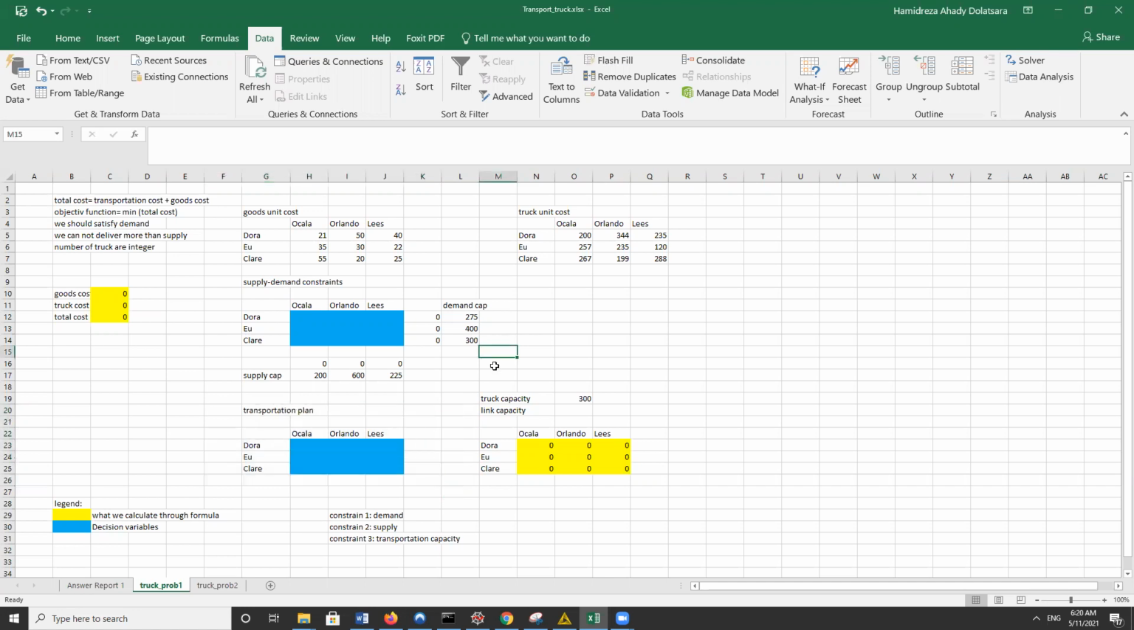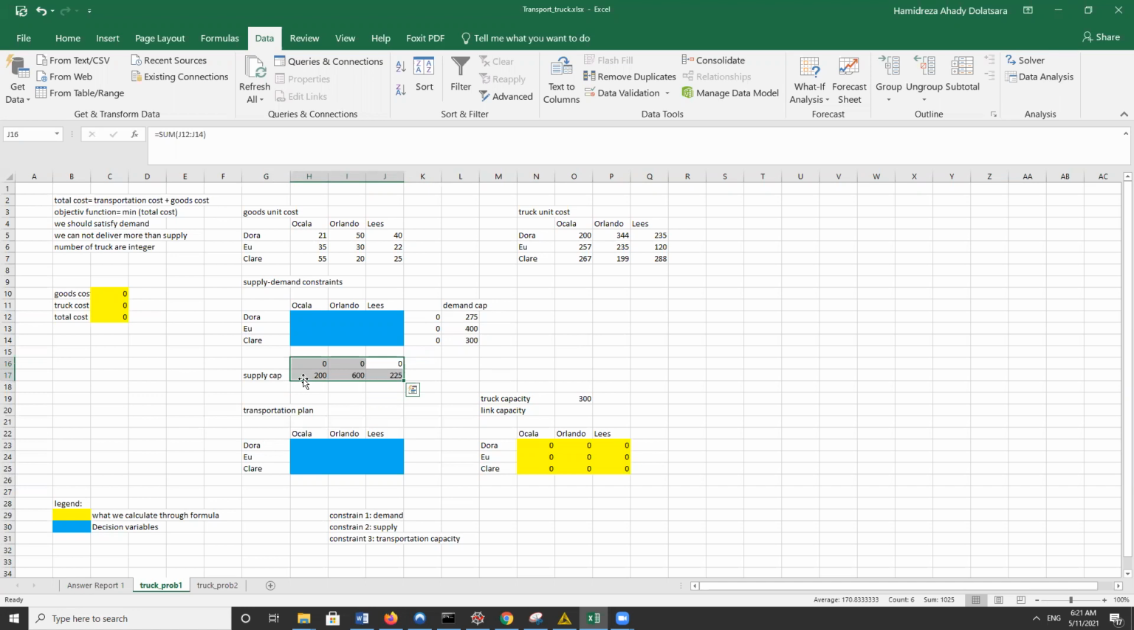Okay. We also talked about demand constraint and supply constraint. In this problem, our policy is to fulfill all the demands, sending at least equal to 75, 400, and 300, and we shouldn't send more than supply. It doesn't make sense.